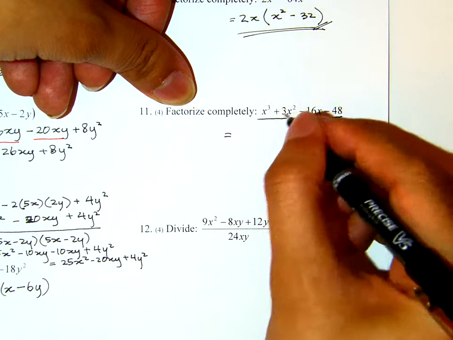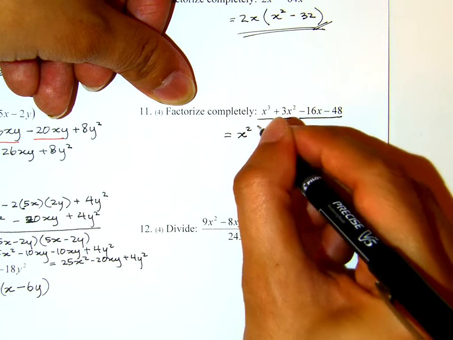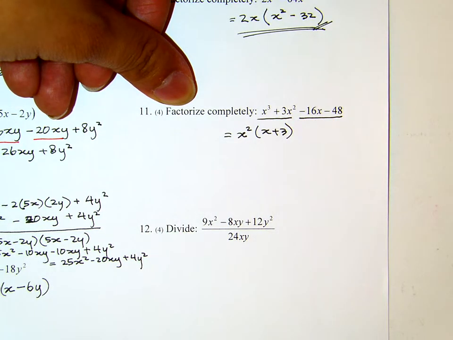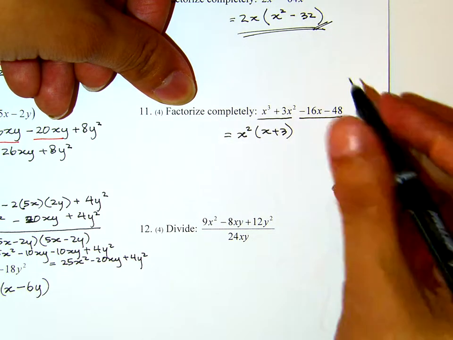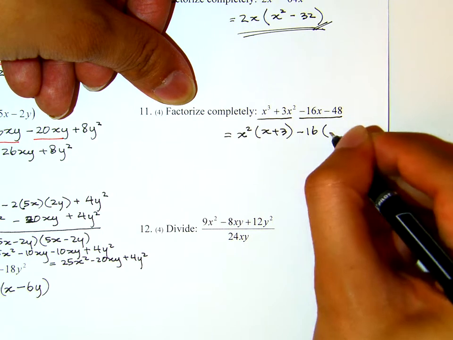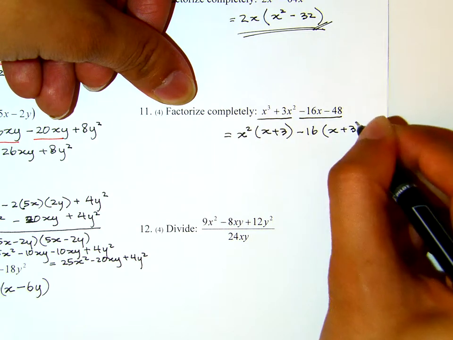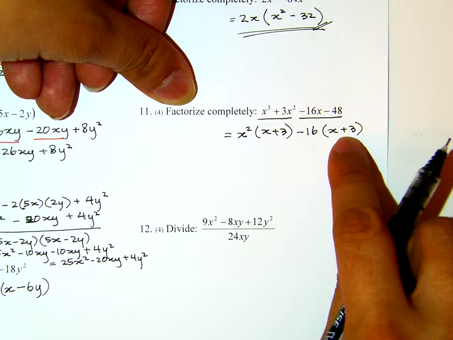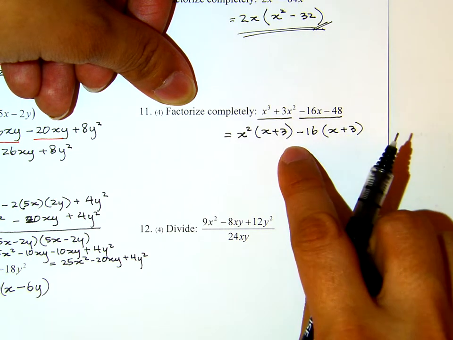Now, in the first half, I will take x squared out, and I have x plus 3 left inside. Okay, and for the second half, I think I can take negative 16 out, and I have x plus 3 left. Now, notice that there's a change of sign when you take negative 16 out, right? This will not be negative anymore. It should not be x minus 3. It has to be x plus 3, okay? Because you take the negative out, right?